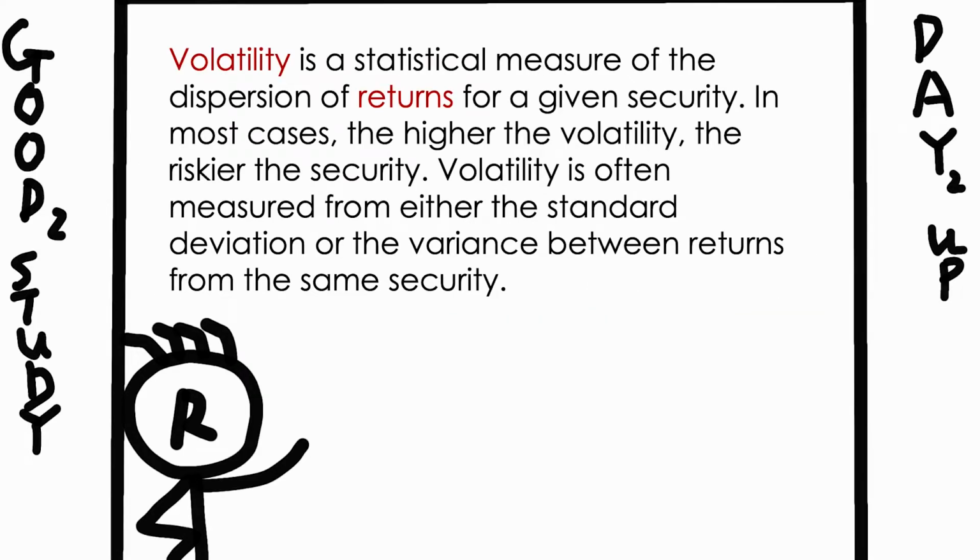So volatility is a statistical measurement of the dispersion of returns for a given security. In most cases, the higher the volatility, the riskier the security. Volatility is often measured from either the standard deviation or the variance between returns from the same security. Volatility is calculated based on the returns of an investment, not the price action. Most people make this mistake when they're calculating volatility. They use price data instead of return data, which can cause the inaccuracy of their results.